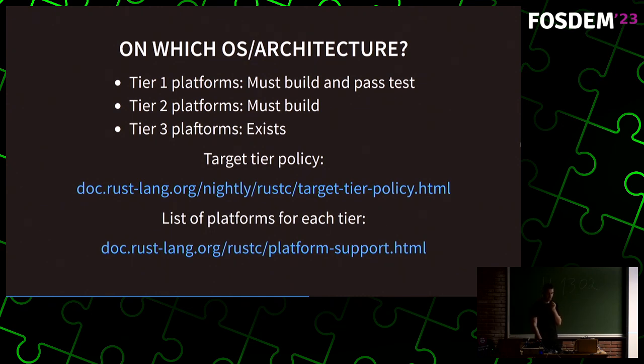On the tier 2 platforms, it's a lot more relaxed. We just need it to build. If it works, well, it's good. If it doesn't, well, too bad. And for the tier 3 platforms, it exists. So, for example, if you want to build on the Nintendo 3DS, you can. We don't know if it will work, but you can. And you can see the list of the platforms for each tier on the page just below. Like I mentioned, we have quite a lot, and we hope to be able to expand it a bit more by adding at least the GCC backend at some point. A lot of work remaining.